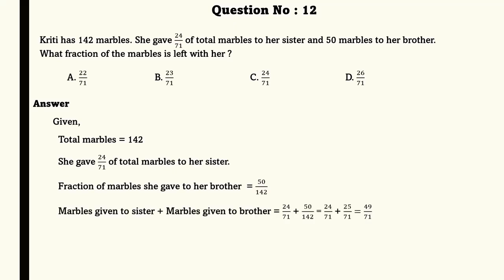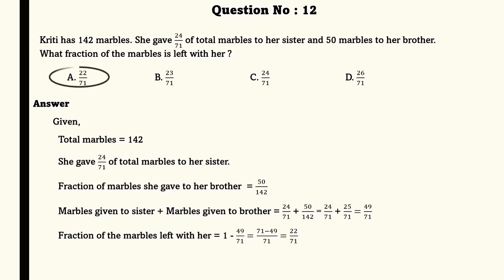Marbles given to sister plus marbles given to brother is equal to 49 by 71. Fraction of marbles left with her is equal to 1 minus 49 by 71, which is equal to 22 by 71. In the next video, we're going to see more fraction and decimal sums together.